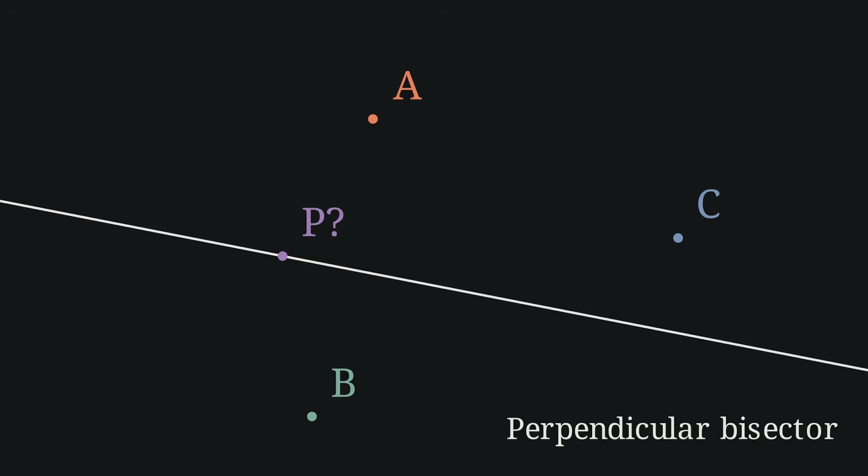But we should not forget that P is also equidistant from A and C by definition. So let's also draw the perpendicular bisector of A and C, and it will be certain that P also has to be part of it. Luckily for us, there's only a single point that is part of both bisectors. This means we found where P is.